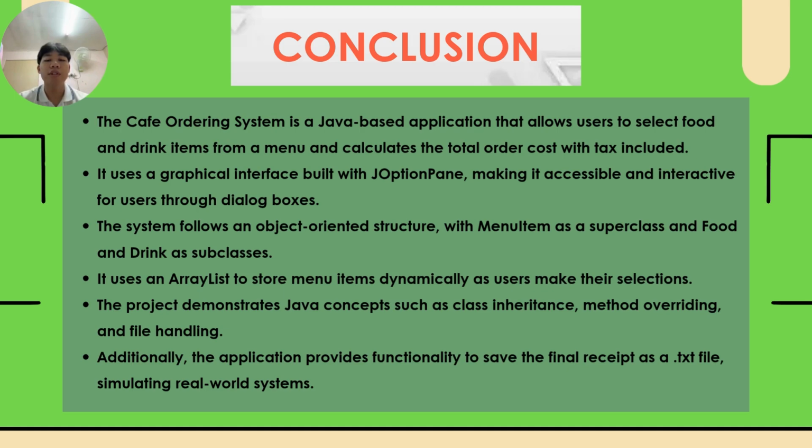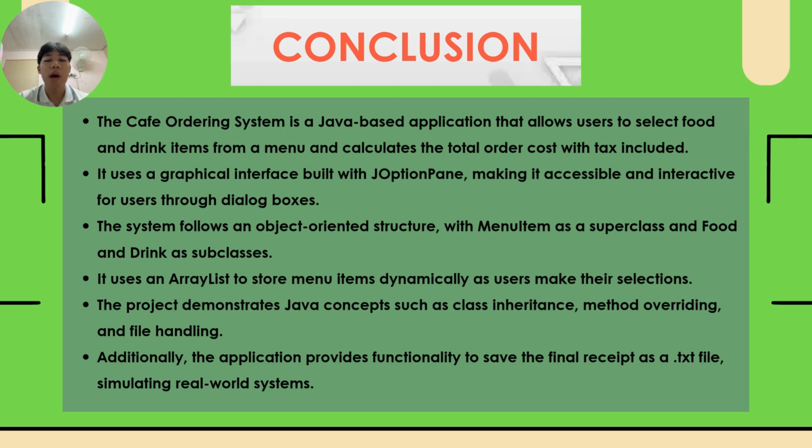Finally, for our conclusion, the cafe ordering system is a Java-based application that allows users to select food and drink items from a menu and calculate the total order cost with tax included. It uses a graphical interface built with JOptionPane, making it accessible and interactive for users through dialog boxes.